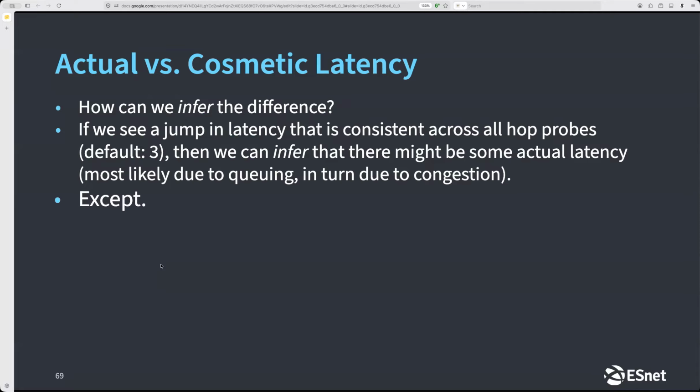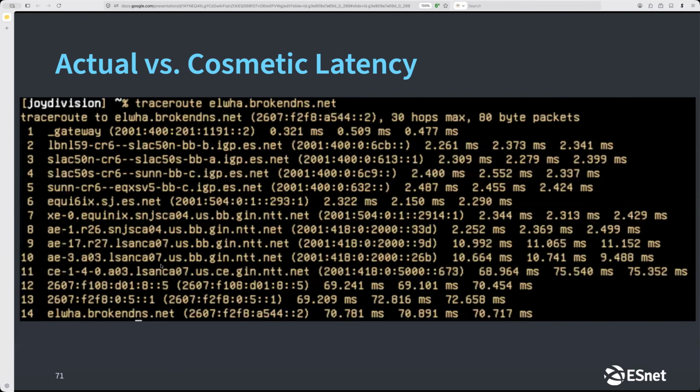Except, what about the case of asymmetry? That's not necessarily an example. I mean, it is actual latency in a way, but it's not because of congestion or because of a problem with a router. It's actually because of asymmetry, which is a different issue. It's still an important issue, but here's an example of asymmetry.